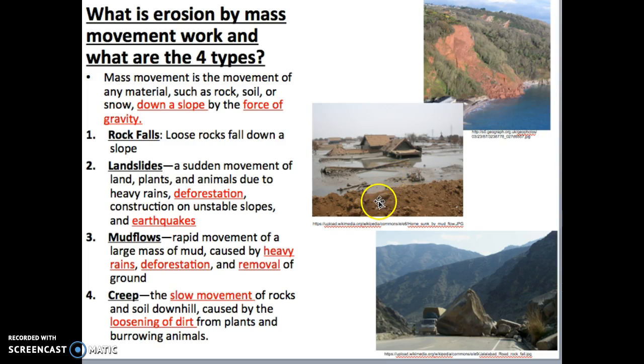And the last type of mass movement is creep. Basically, that's the really slow movement of rocks and soil downhill, and it's naturally caused when dirt gets loosened by plants and burrowing animals. When animals burrow through slopes and cause movement of soil, it causes that soil to slowly move down the hill, and that's called creep.